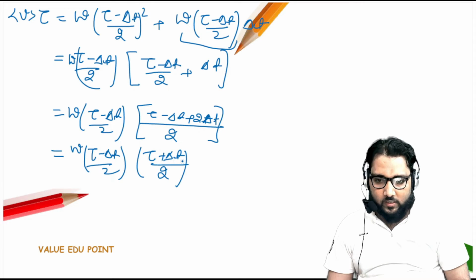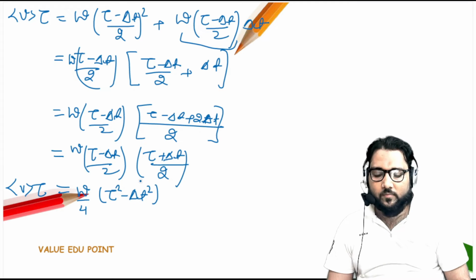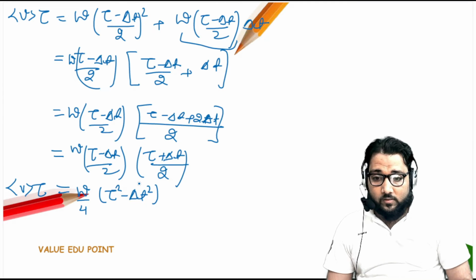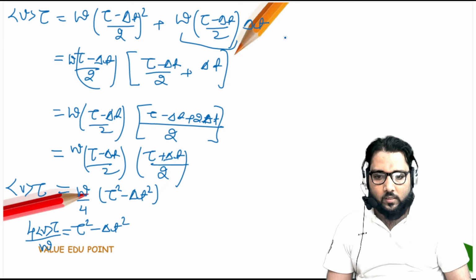So guys, a minus b, a plus b, you are seeing clearly. So here the average velocity into total time tau and omega square, omega by 4, or here tau square minus delta t square. Is it okay, guys? Now we have to calculate delta t square. Okay, so what I am writing here, you can see I am writing 4 average velocity into tau upon omega, and tau square minus delta t square.